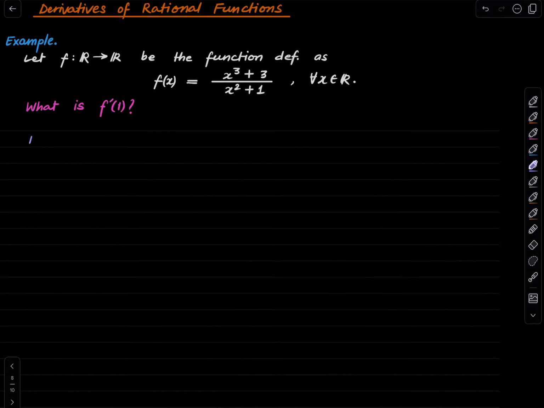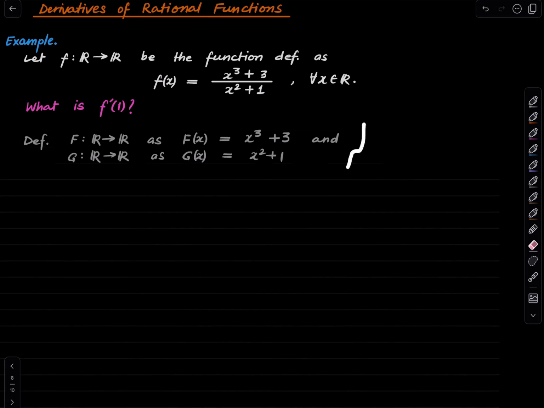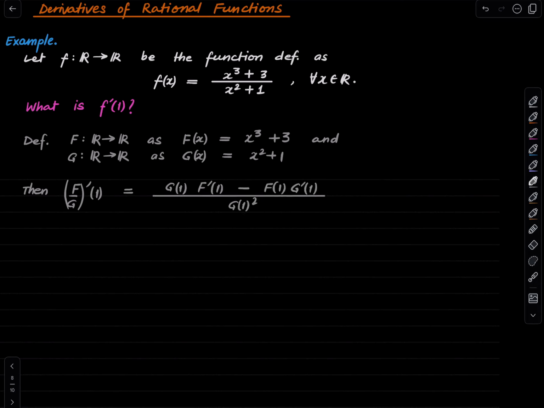So define capital F as the numerator and capital G as the denominator. Okay, so then we are interested in the derivative of this at the point 1, and we know this is given by this formula, which is, so what is capital G of 1? It is equal to 2.